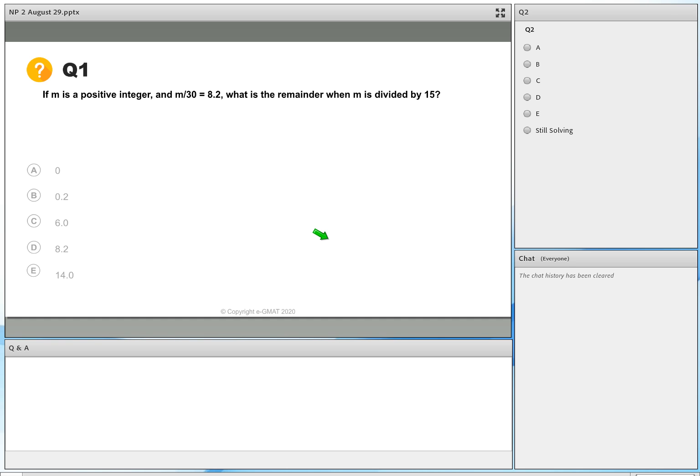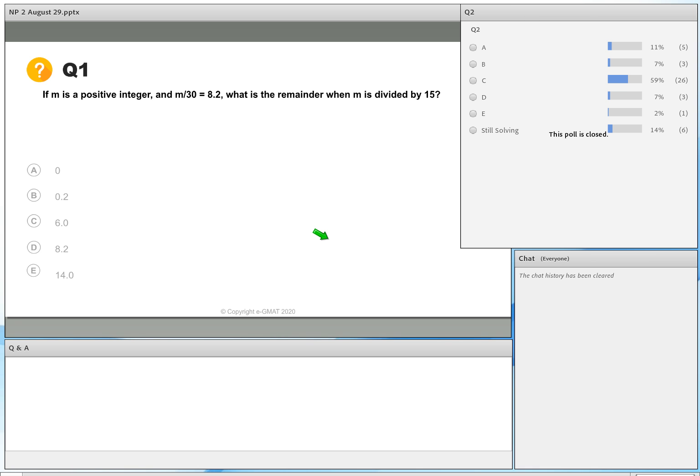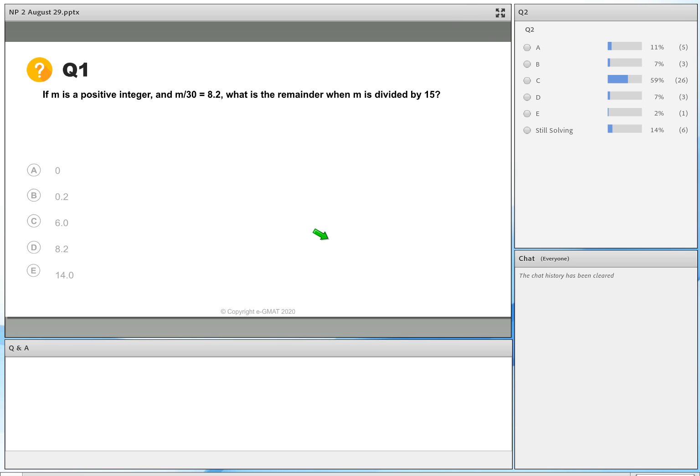Ending the poll in 10 seconds. Okay, here are the results. 59%, that's the majority, went with C, and that is correct. So 41% of us have this wrong.